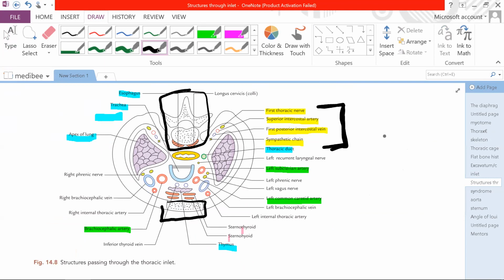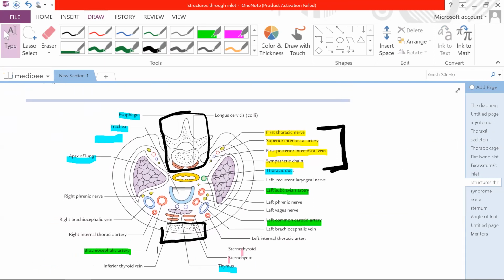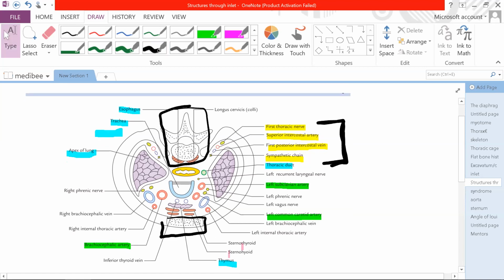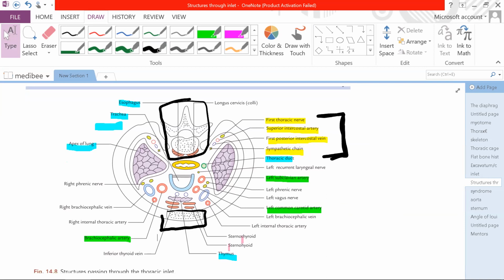Among the viscera, the important ones include the apex of the lung, which I am highlighting, and next is the trachea, and next is the esophagus. These are the important viscera. Then there are these four structures, which are related with the structures that pass through the thoracic inlet. These four structures are also related with the anterior relation of the first rib, and the same four structures are also related with the posterior relation of the apex of the lung.